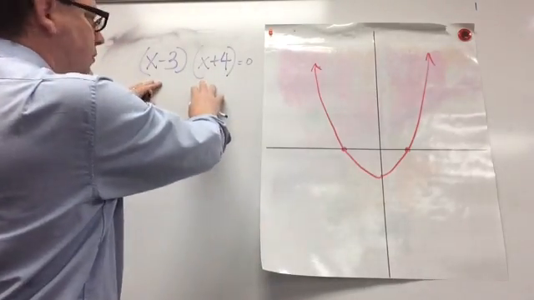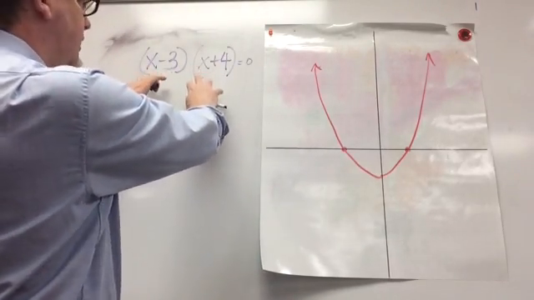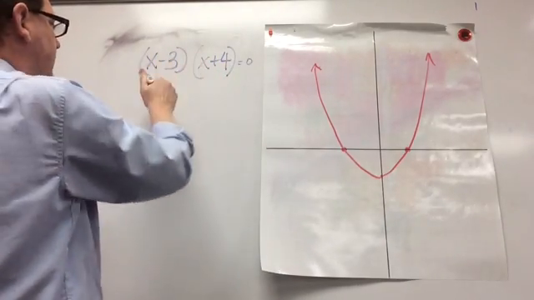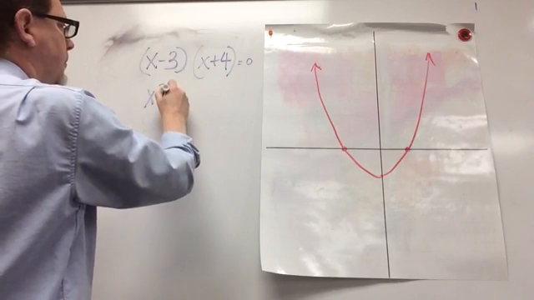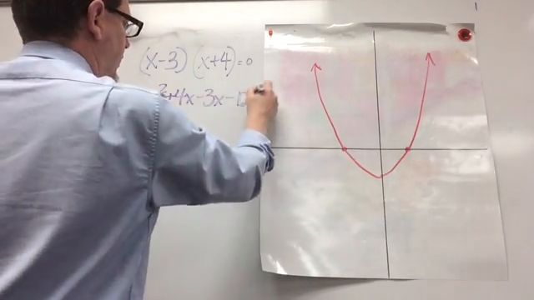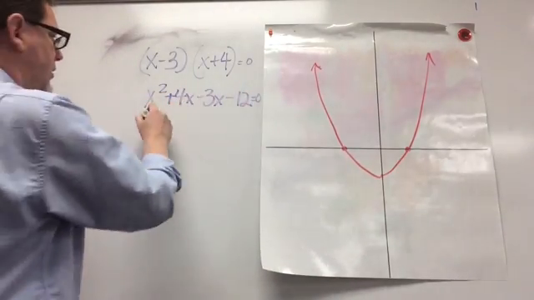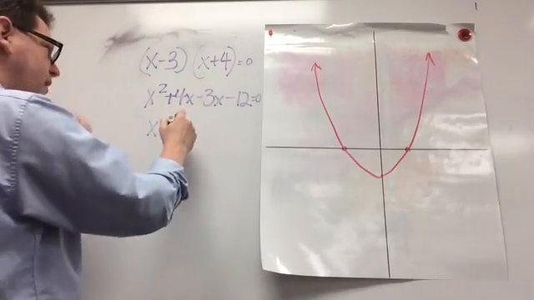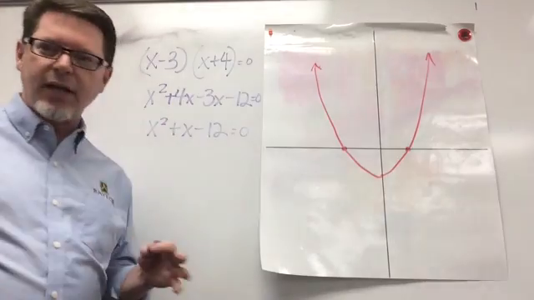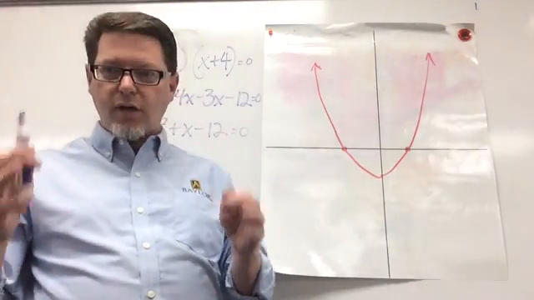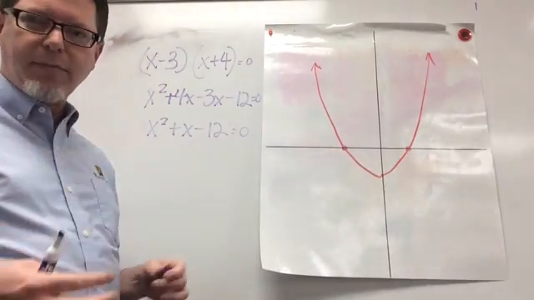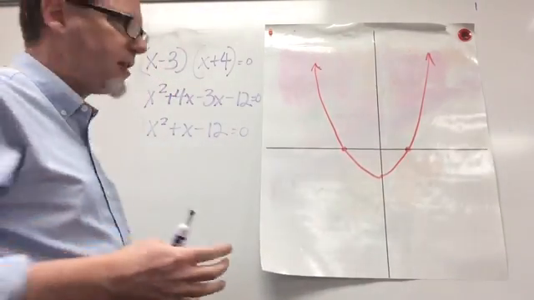So now I have this, and I need to use the FOIL method. x times x would be x squared, plus 4x minus 3x minus 12. And so I combine like terms, so I've got x squared plus x minus 12. Now, I can't just stop there because I'm not sure that that's the guaranteed equation. I need to plug in another point on this parabola that I've for sure identified, just to see if there's anything else I can do.